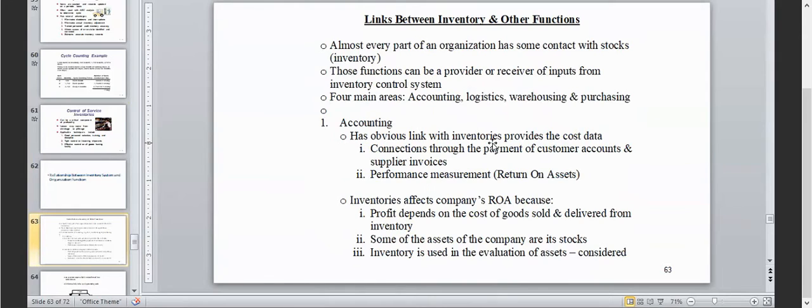The connection is through the payment of customer accounts and supplier invoices. So this cost data can be found in the documents of payment of customer accounts and the supplier invoices. Also under accounting, the information that we have is about performance measurement, specifically on the return on asset. We know what the return on asset is, right?